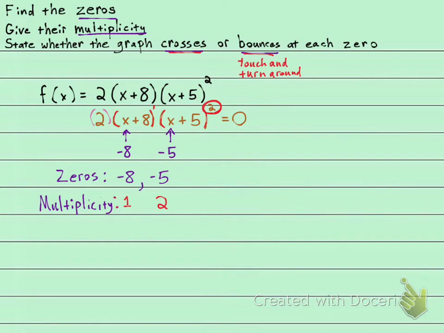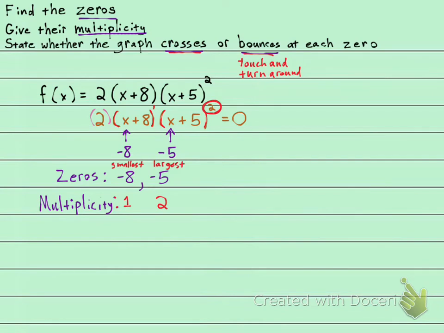They're going to refer to this as the smallest 0 because -8 is smaller than -5. And this is going to be the largest 0. Remember, largest is what's to the right on the number line. Smallest is what's to the left on the number line.